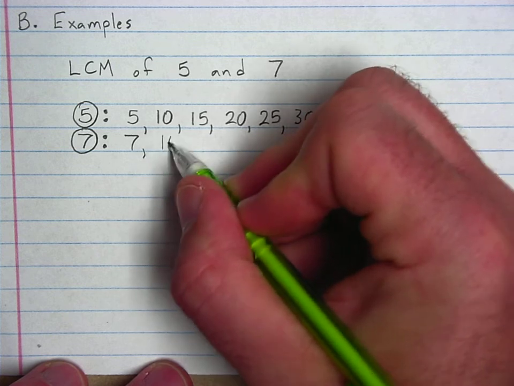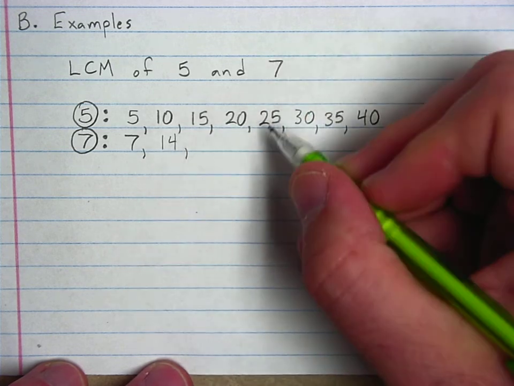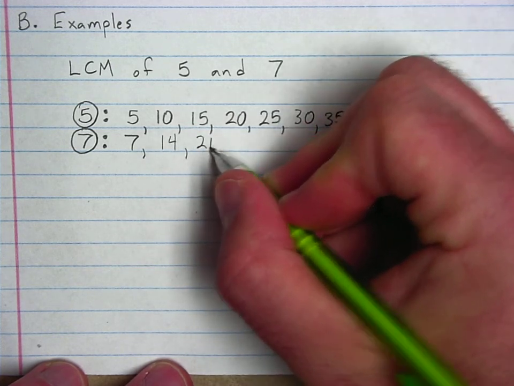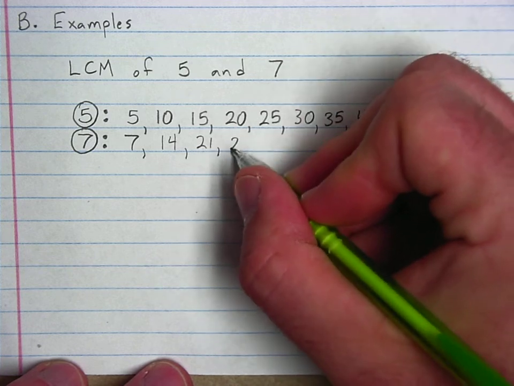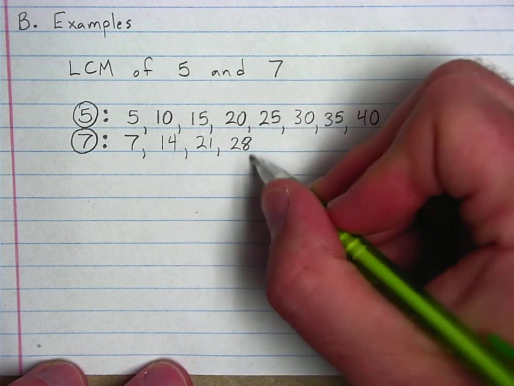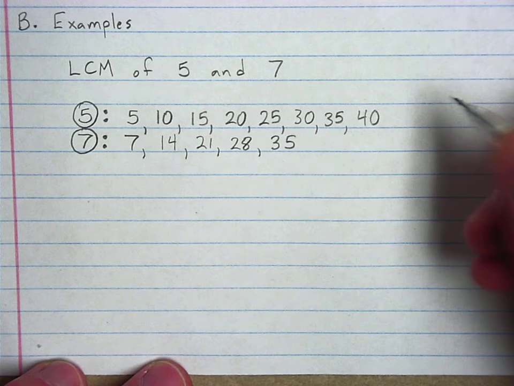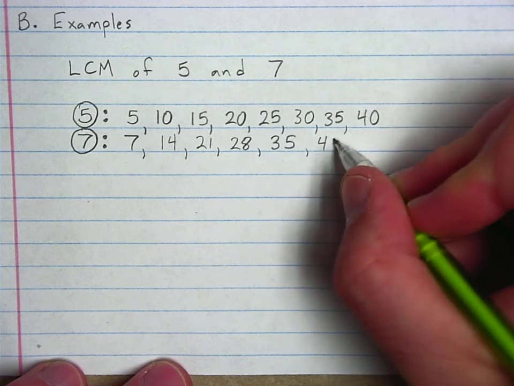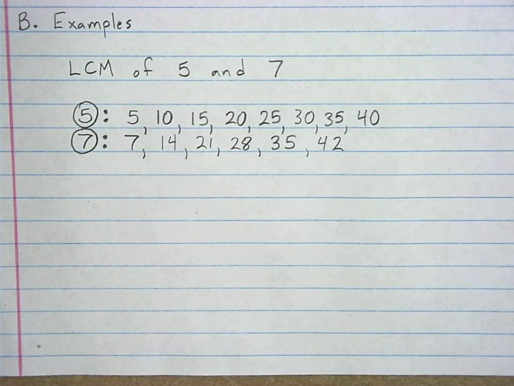7 times 2 is 14. Times 3 would be 21. Times 4 is 28. Times 5 is 35. Times 6 is 42. Hold on a moment. Some of you have probably already noticed that there is a number that repeats in both lines. I got to stop as soon as I see one. I don't have to go any farther.